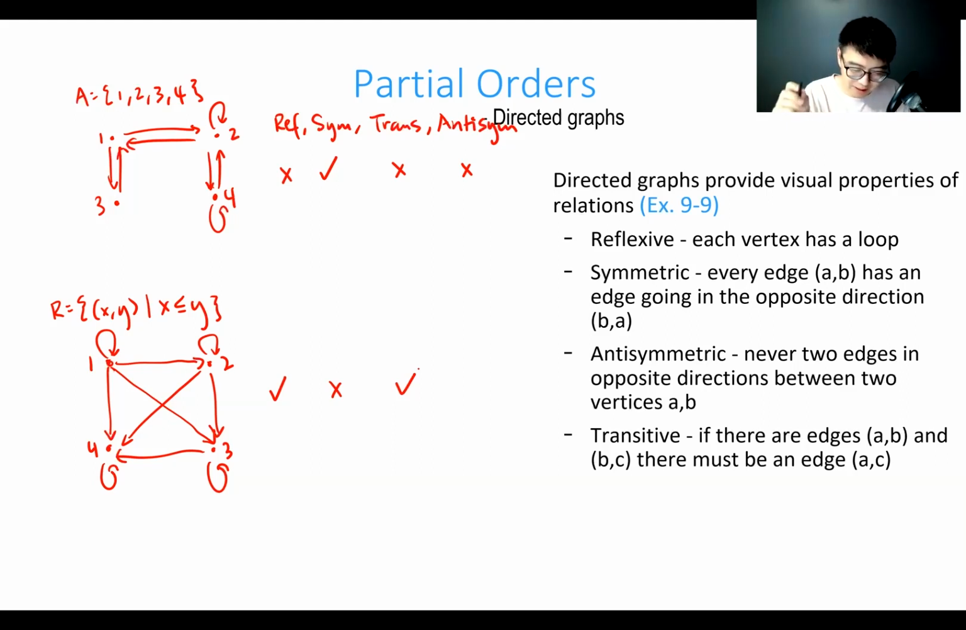Every time I have an arrow and then another arrow leading away from that, there's always a shortcut. So therefore this must be transitive. For example, I see 1, 2 and 2, 3, and I do see a 1, 3, right? So that is transitive. Is it antisymmetric? And once again, it is, because every arrow is only going in one direction. I don't see an arrow going the other way, right? So it is antisymmetric.